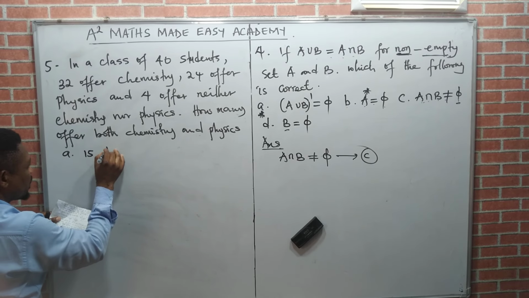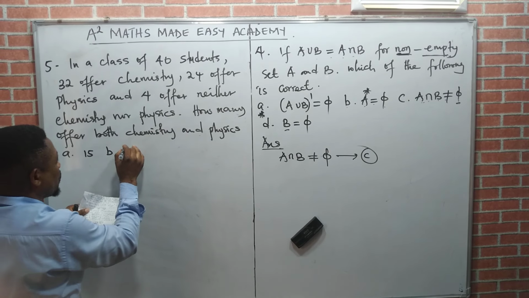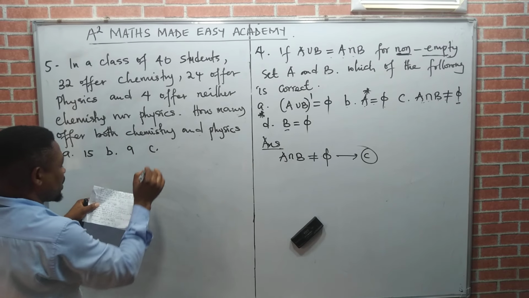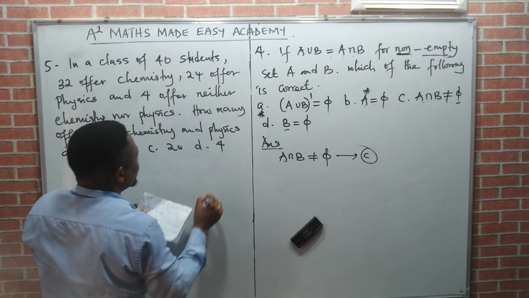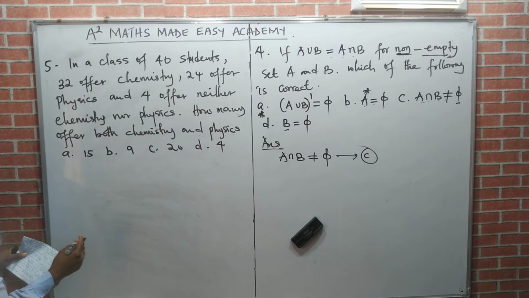A is 15. B is what? 9. C is what? 20. And D is what? 4. Now let us picture this question in a better way.